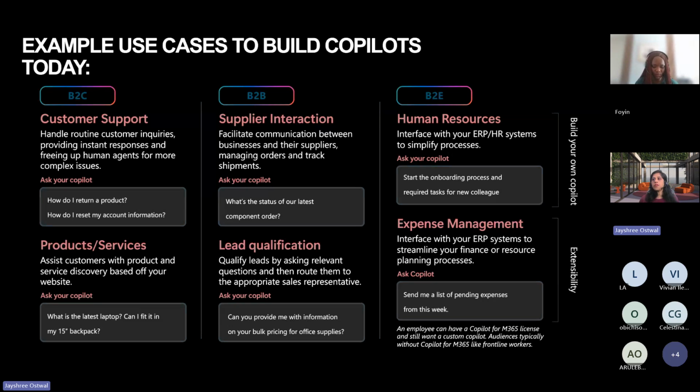There are other products and services agents as well, lead qualifications. So basically we can start building on our agent, and slowly we can extend those agents based on our requirements. Expense management, where we can ask what are the list of pending expenses from this week. I will give you a walkthrough of a customer support agent as well.